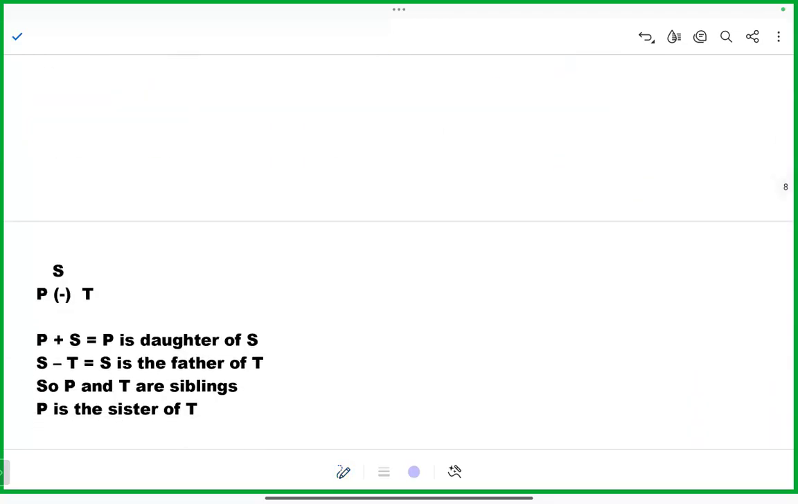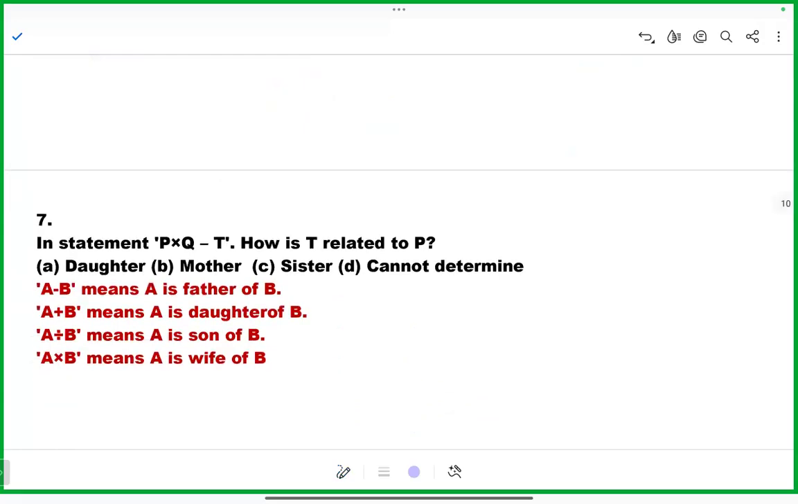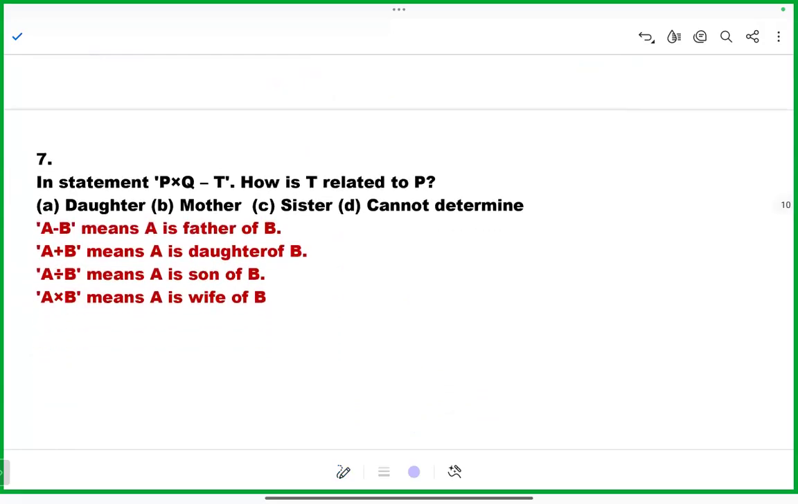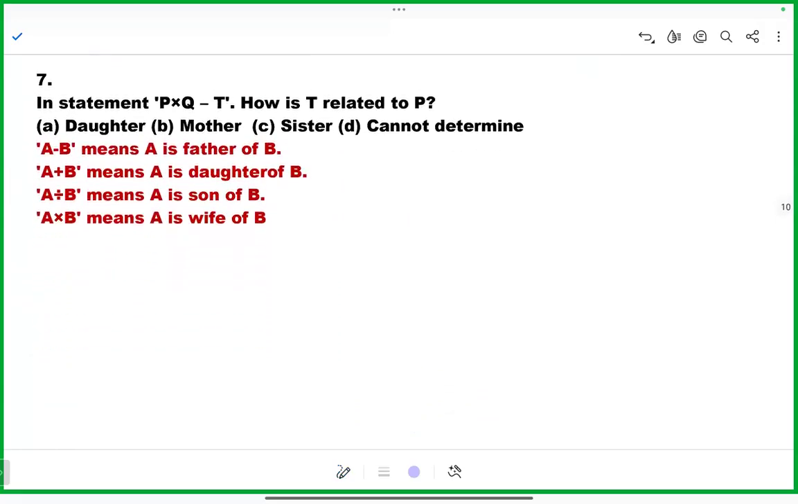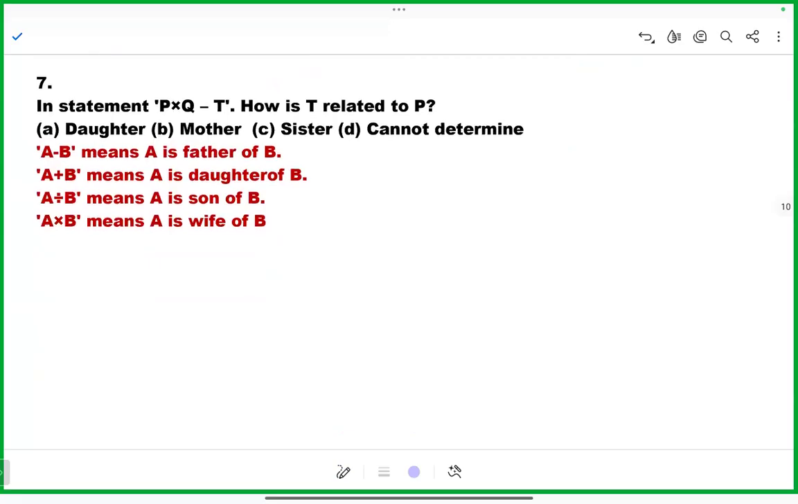Now, in the statement, P is to Q. Yes. Let's try this. Same.